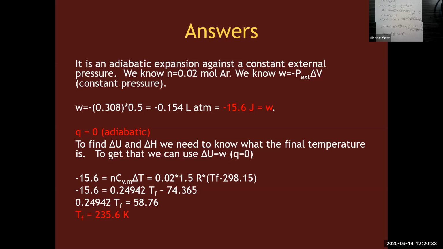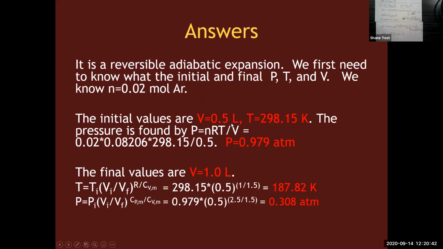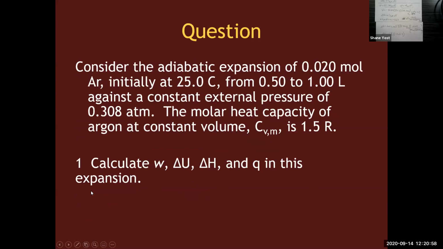I also want to highlight that in this problem, when I do an adiabatic expansion against a constant external pressure, we cannot use this equation to calculate the temperature change, because this equation assumed a reversible expansion. It assumed reversible adiabatic in order to get this equation, but we do not have a reversible adiabatic expansion in this problem. We have an adiabatic expansion against a constant pressure, which is not reversible.